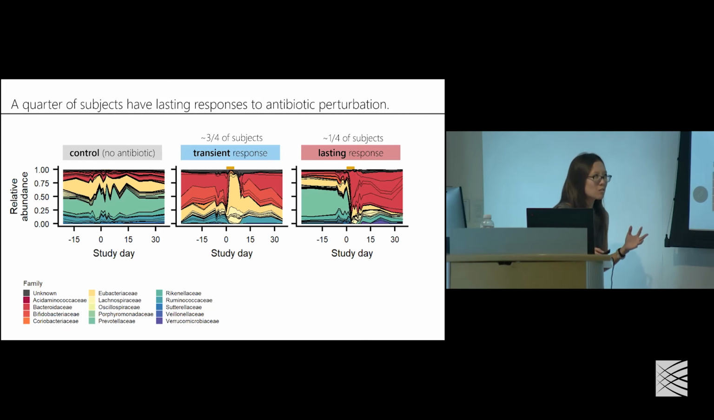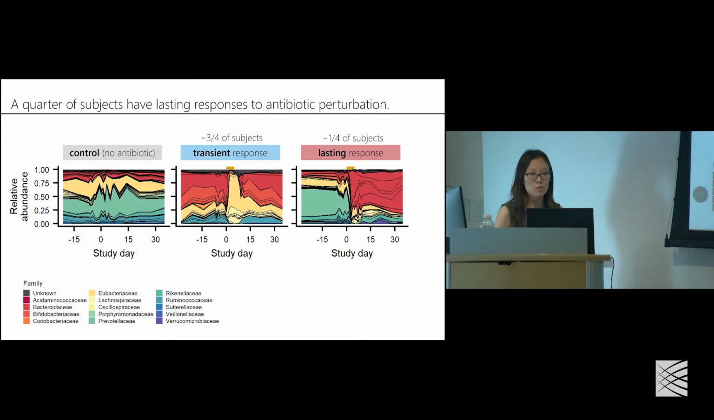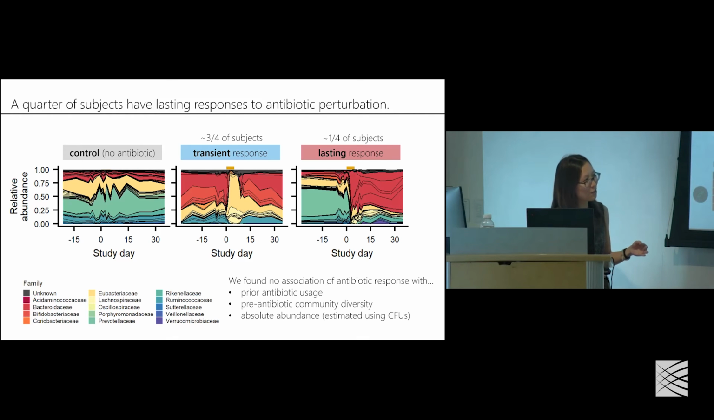And so people always ask me at this point, do you know why some people have a transient response, but others have lasting responses? The short answer to that is no, we do not. The slightly longer answer is that we have looked with the various factors that are available to us, and we do not see an association of this antibiotic response with prior antibiotic usage, pre-antibiotic community diversity, or the absolute abundance of the communities. This doesn't necessarily surprise me. Microbiomes are known to be very complex systems. We don't have all that many subjects, but at least we're not able to readily identify factors that distinguish them.